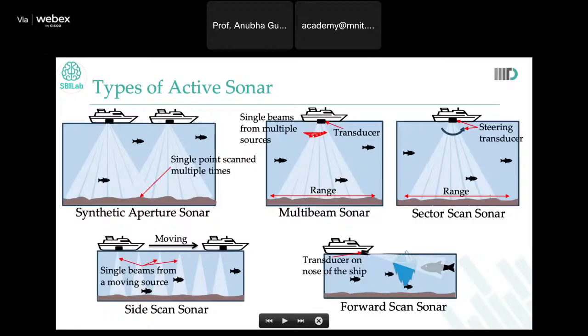Sector scan sonar has only one beam here, but it keeps rotating like this so that you can again cover a wider range. There is a steering transducer which would move the element or your antenna so that you can cover the wider range. Then there is side scan sonar, where you are scanning to the side, whereas there can be a forward scan sonar where the transducer is placed at the front end or the nose of the ship so that you can range in the forward direction. Maybe let's say this is an iceberg or there is a wave there. You're looking in the forward direction, slightly in the shallow water or just in the upper layers of the water as well as on the front side of the ship.